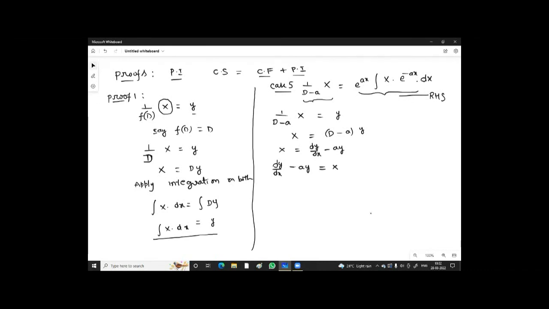If you see, this equation is in linear Leibniz form. We have solved first order differential equations by many methods. In that, one method we have seen is the linear Leibniz equation.